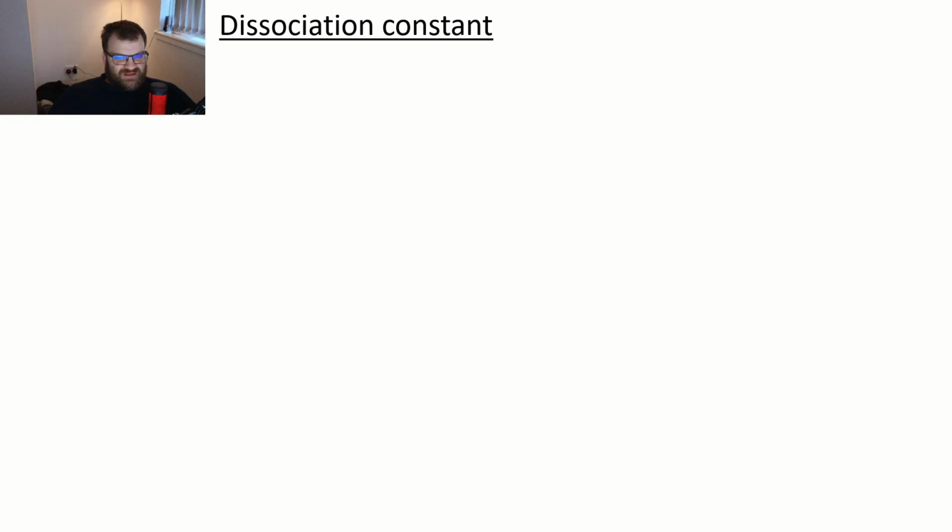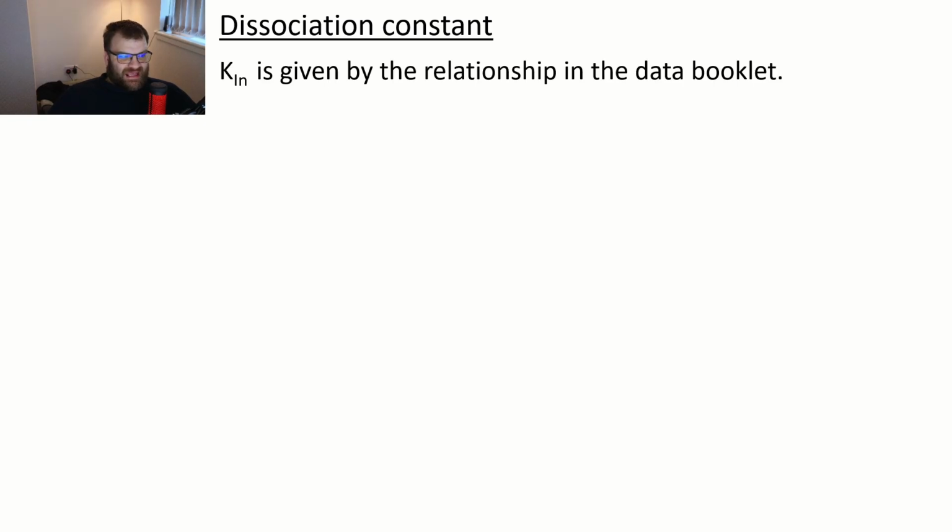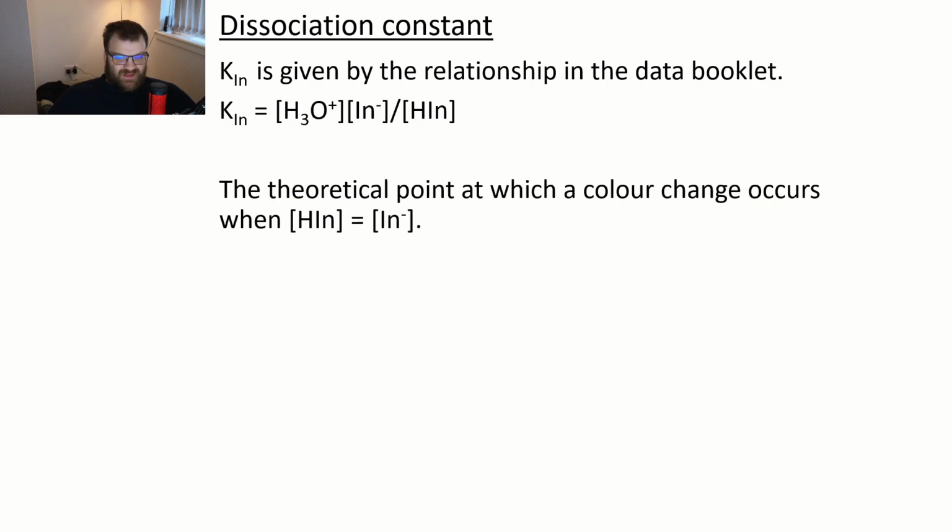When it comes to working out a dissociation constant, Kin is calculated using the hydronium ion concentration, the conjugate base, the In minus, over the HIn. The colour change will happen when the acid and conjugate base concentrations are equal. That simplifies the relationship down to Kin equals the hydronium ion concentration.